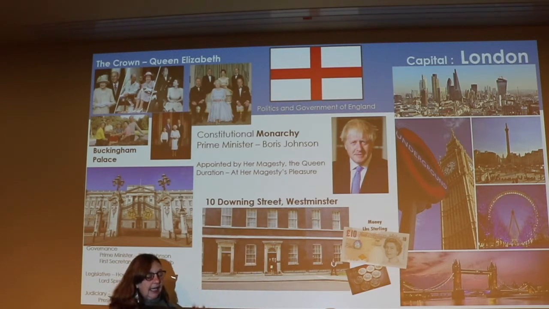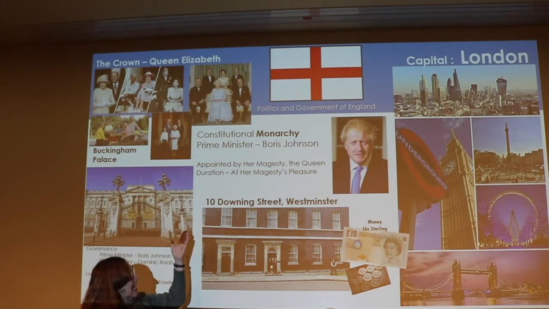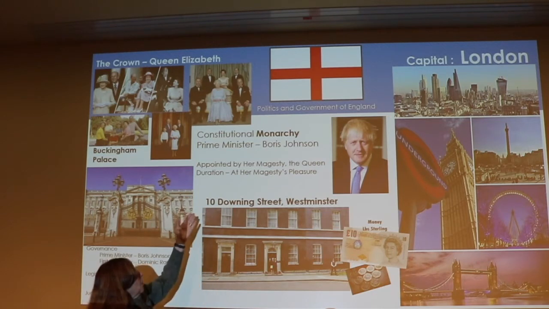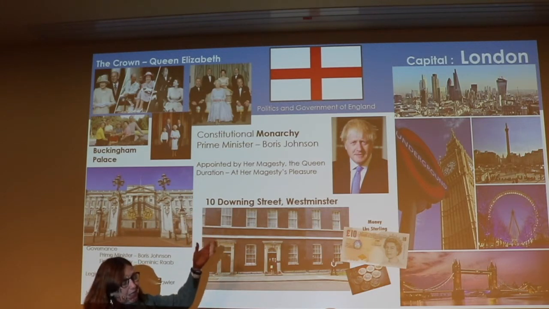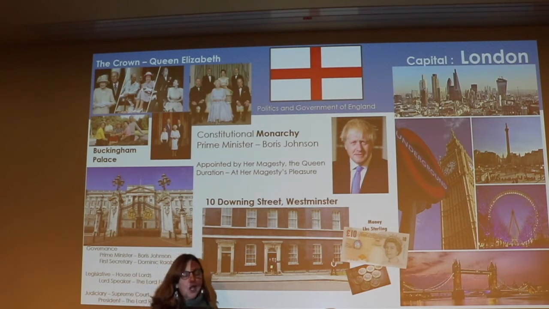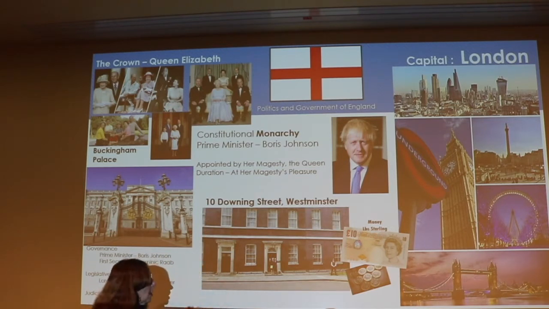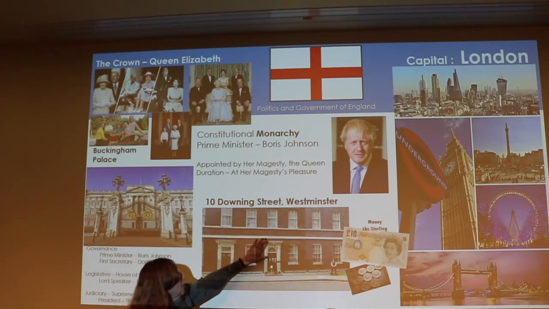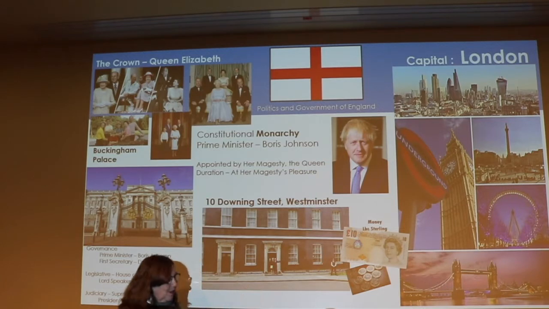He is appointed by the Queen, and he or she, depending on who it is at the time, are in for the duration at Her Majesty's pleasure. Her Majesty would work with Parliament to decide if it's time for a change. If you are the Prime Minister, you live at 10 Downing Street. If you're the President of the U.S., you live at the White House. If you're Prime Minister, you live at 10 Downing Street in Westminster.